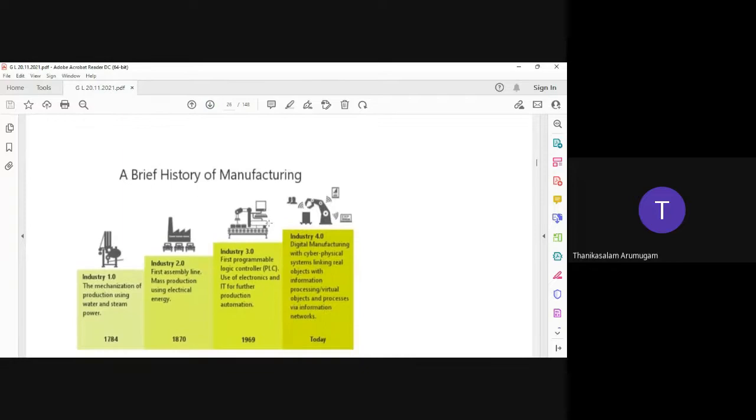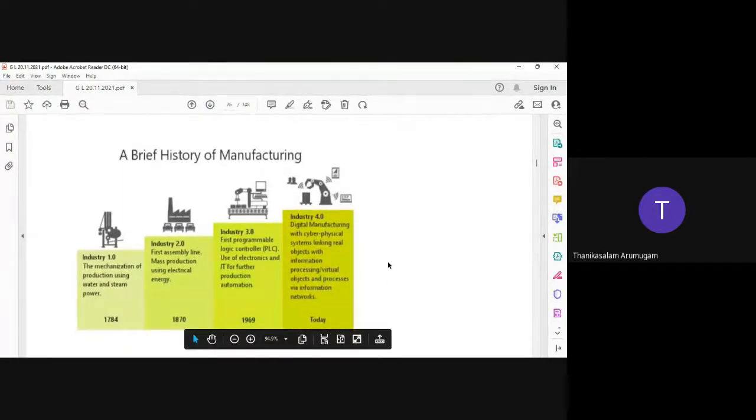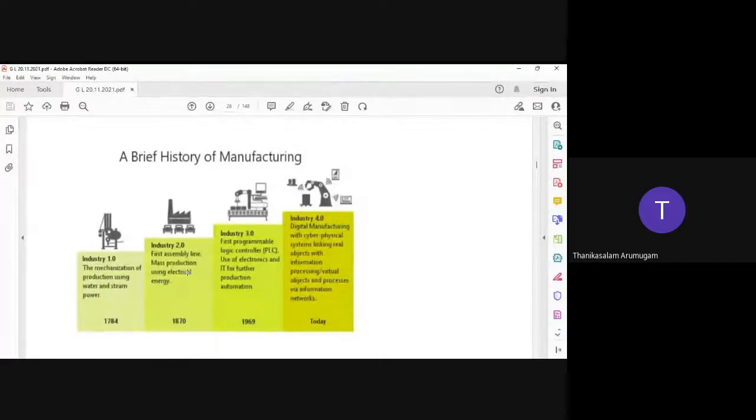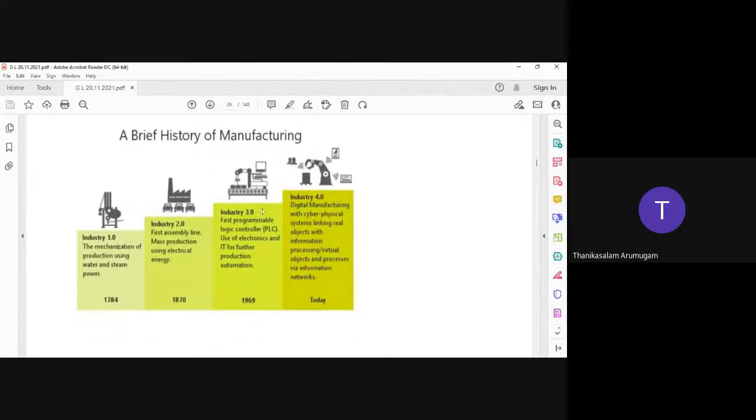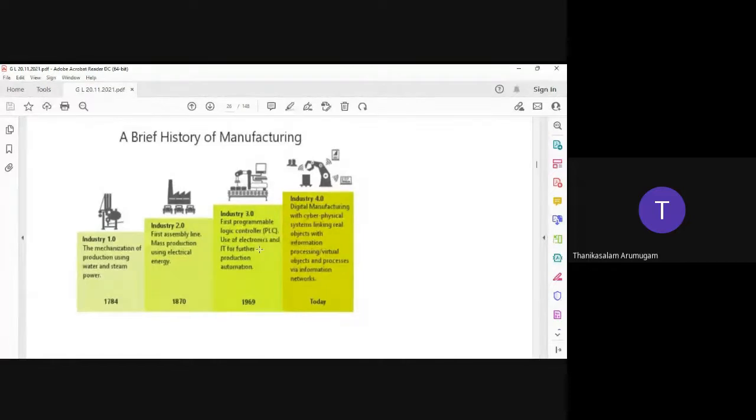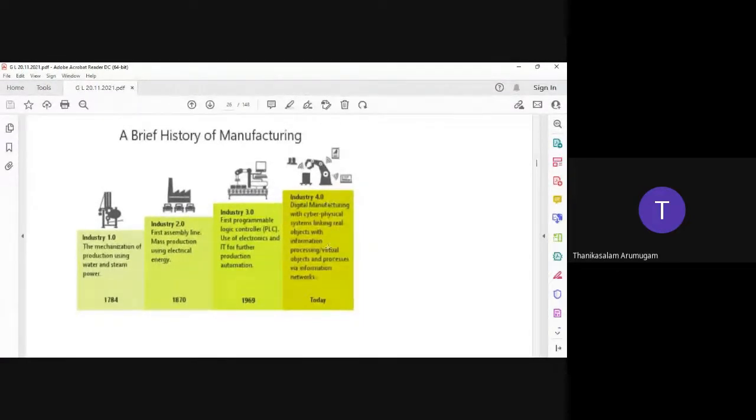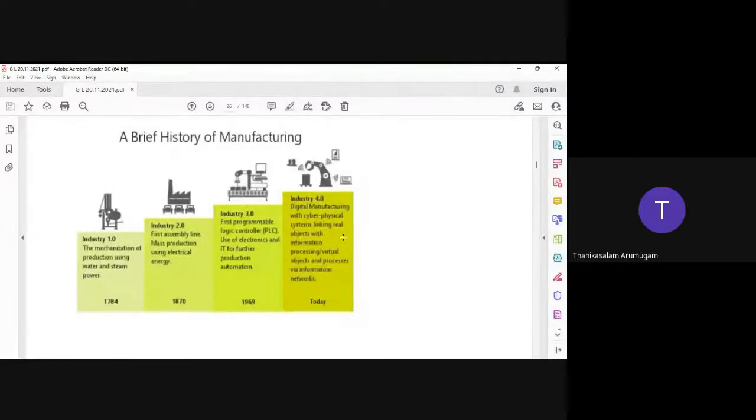Another important topic is the history of manufacturing processes. In the olden days, the 17th century, industry 1.0 was the mechanism of production using water and steam power. Industry 2.0 brought the first assembly line and mass production using electrical energy. Then industry 3.0 brought PLC control and electronics. Now industry 4.0 is instant rapid prototype manufacturing, additive manufacturing, which is very fast: digital manufacturing with a cyber-physical system linking real objects with information, such as 3D printing.